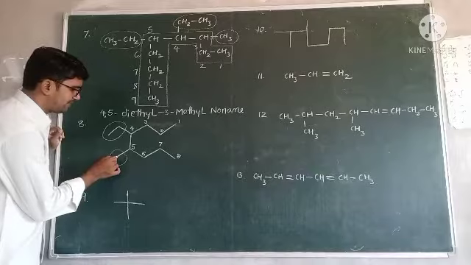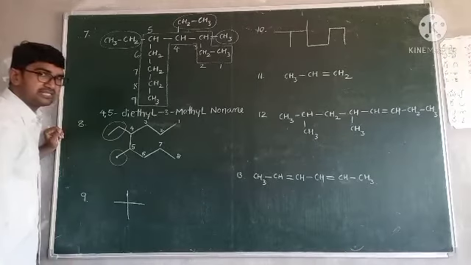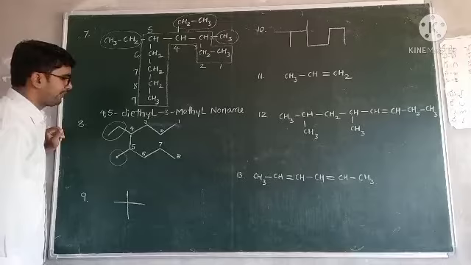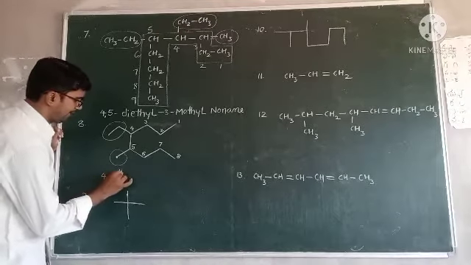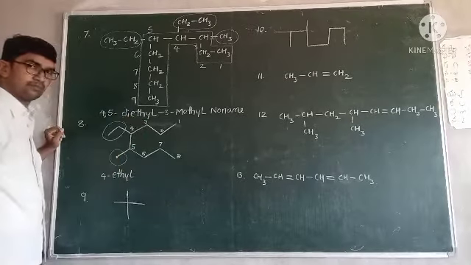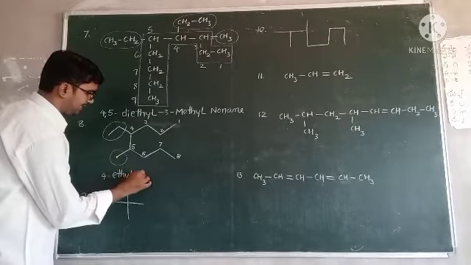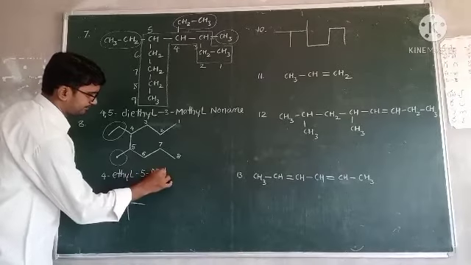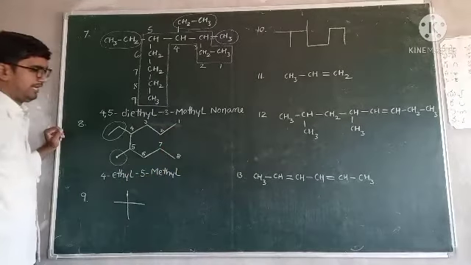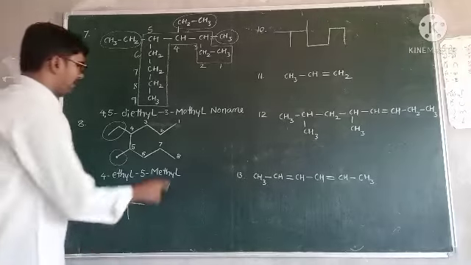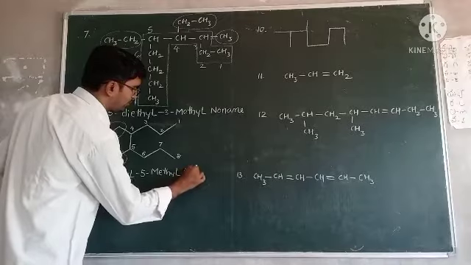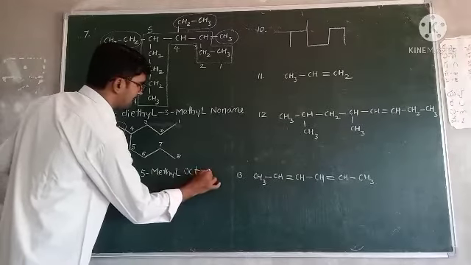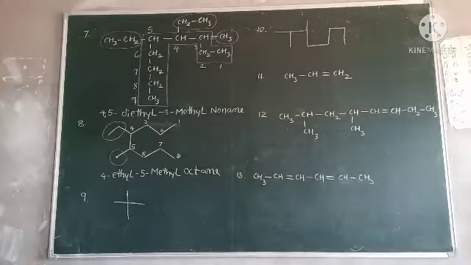This is methyl, only 1 carbon is present. This is ethyl, it contains 2 carbons. So in alphabetical order, ethyl comes first, at the 4th position: 4-ethyl, and 5-methyl. Now the number of carbons: 8 carbons in the long chain. So 8 means oct, only single bonds, ane. There are no functional groups, so no need to write anything. Next, come to the 9th one.